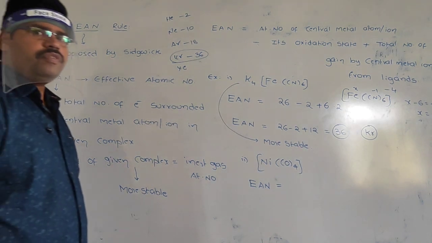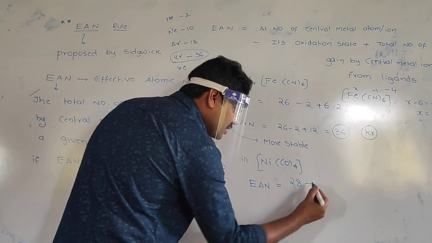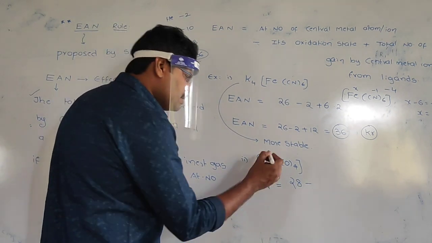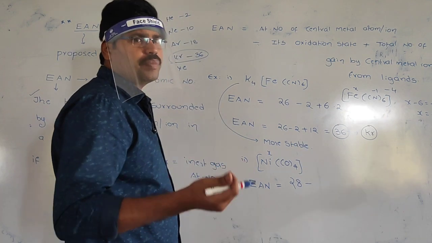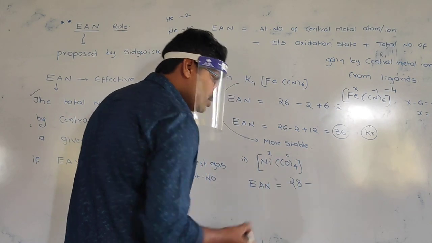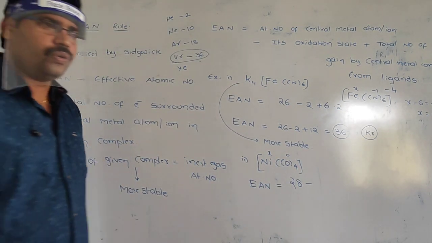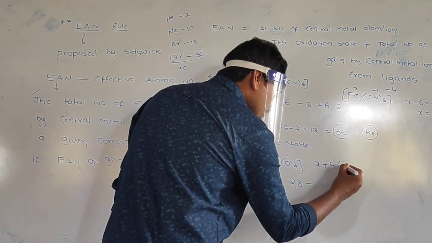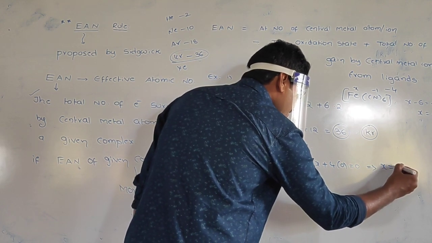What about the atomic number of nickel? Come on, 28. And you guess its oxidation state? 0. Why is it 0? Say nickel is some X. What about carbonyl? Carbon monoxide is a neutral ligand, so we write here this is 0. X plus 4 into 0 is equal to 0, then absolutely X is equal to 0.